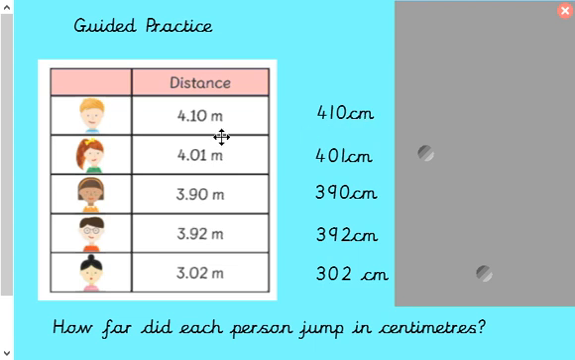And again, look at the link between the digits. You've got the same digits, 410. They're all there. So 4.01 would be the same as 401 centimeters. 3.90 would be the same as 390 centimeters. 3.92 meters, you can see, is 392 centimeters, and 3.02 meters is the same as 302 centimeters. And with every single number, you can see the digits are the same. Okay.